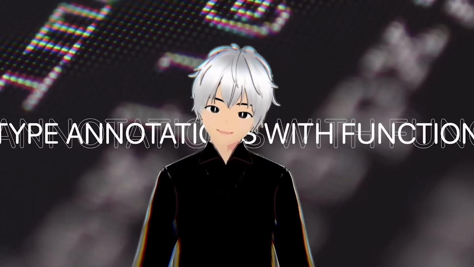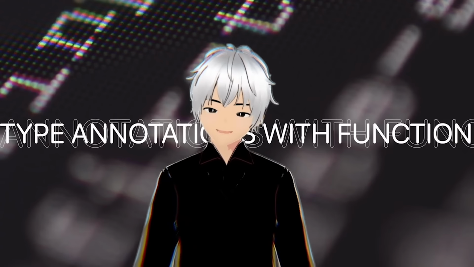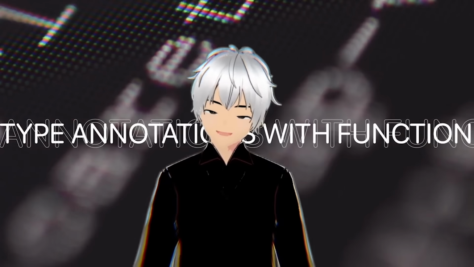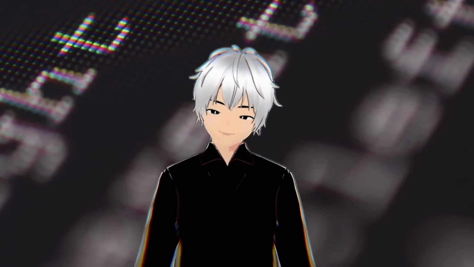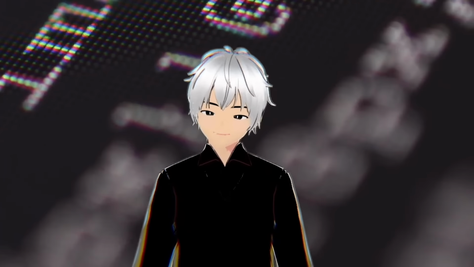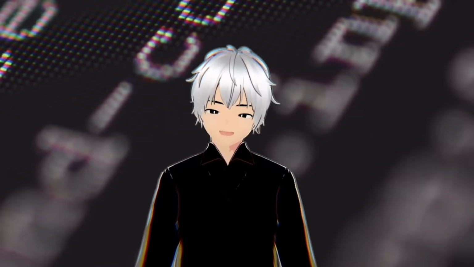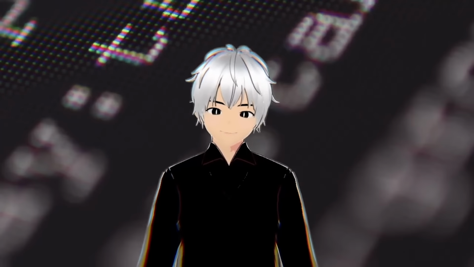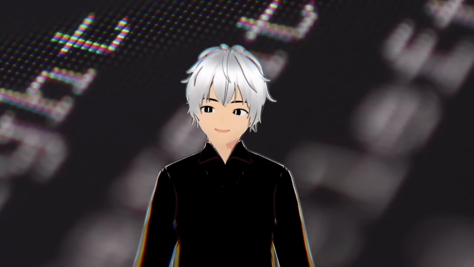Function. Type annotation with function. Type annotations in TypeScript are used to explicitly specify the data types for function parameters and return values. These annotations help both developers and the TypeScript compiler understand and enforce the expected types of values that a function should accept as arguments and return as a result.